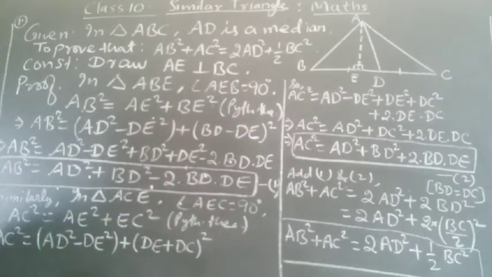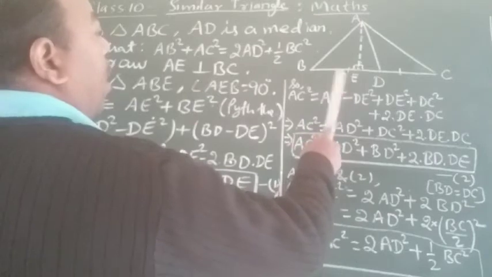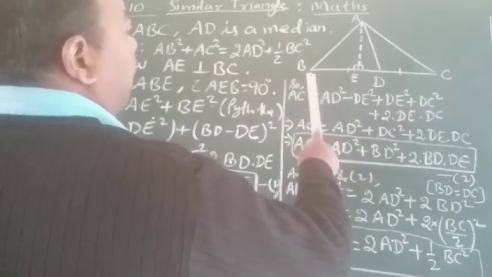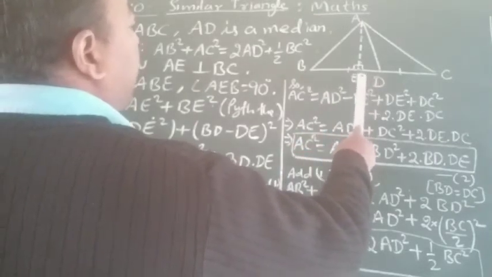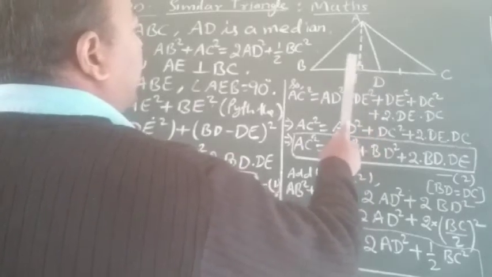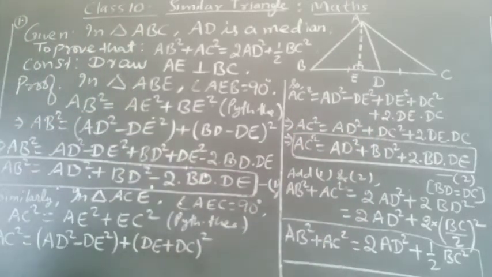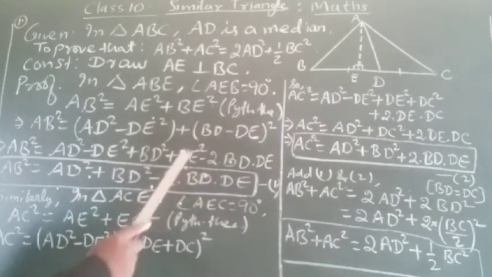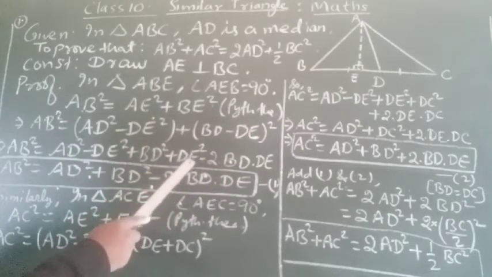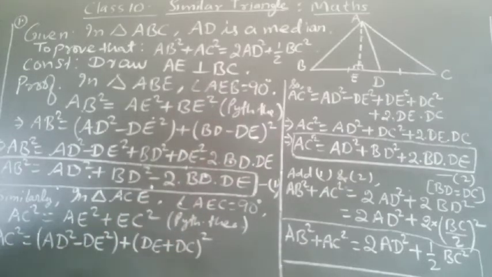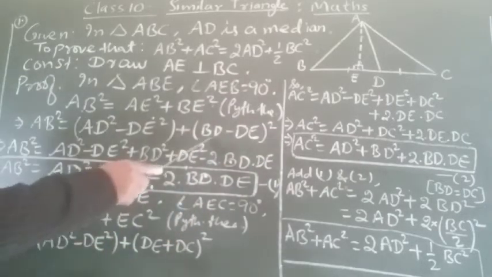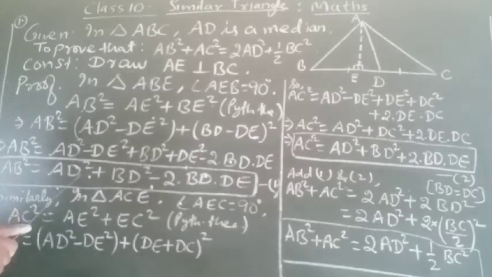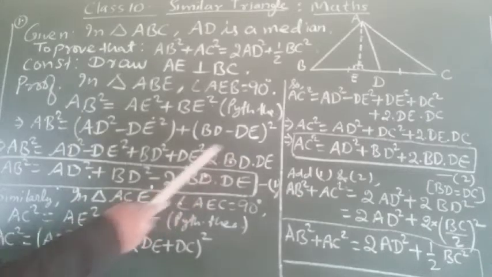Now the second one is BE. How could we use BE? From BD, if you subtract ED, BD minus ED, that is BE. So we can write BD minus ED here. Now AB square equals AD square minus DE square plus (BD minus ED) whole square. So BD square plus ED square minus 2 BD into ED. After that, DE square and DE square cancel. Then finally it comes AD square plus BD square minus 2 BD into DE.